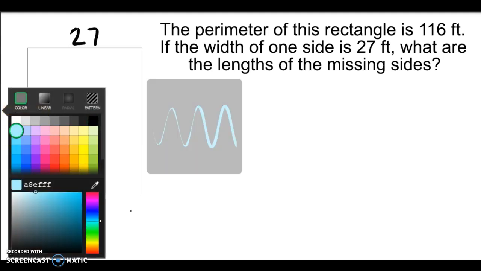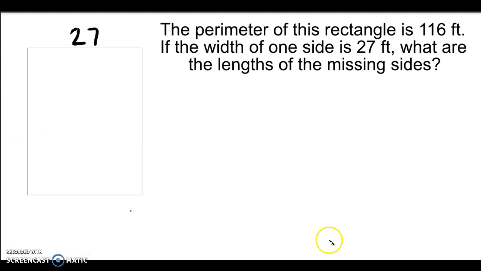So this problem has given us some key pieces of information. We have the total perimeter, and we have the length of one side, right? We have 27 feet. This problem is asking us to find out the lengths of the other three sides. Do you think we can do it? I think you're up to the challenge.